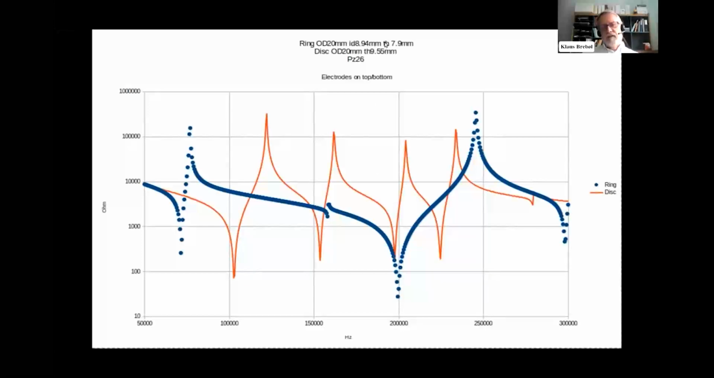And by adjusting these two parameters, it's possible to change the coupling coefficient, because we are adjusting the coupling between the width and the thickness mode of the ring. So we can adjust the coupling coefficient, and we can adjust the position of the resonant frequency to match with the 200 kilohertz that we wanted.